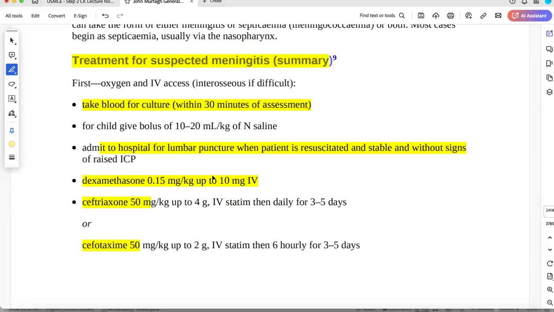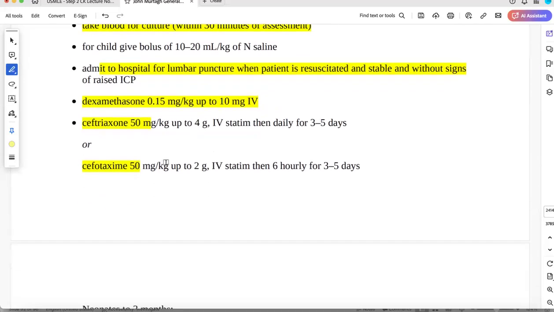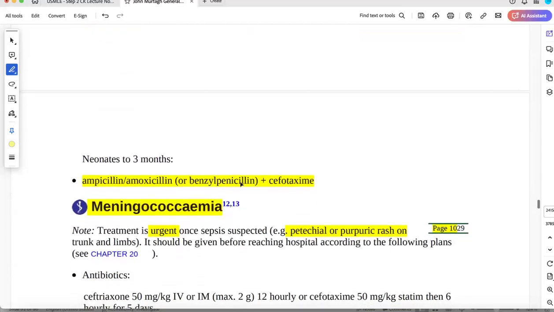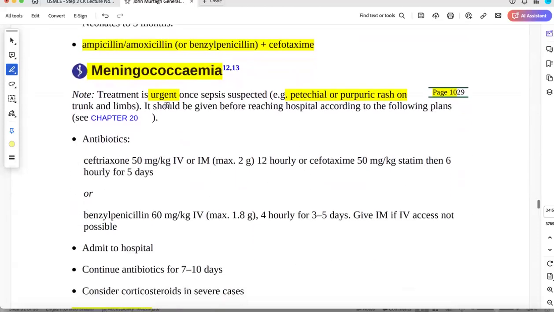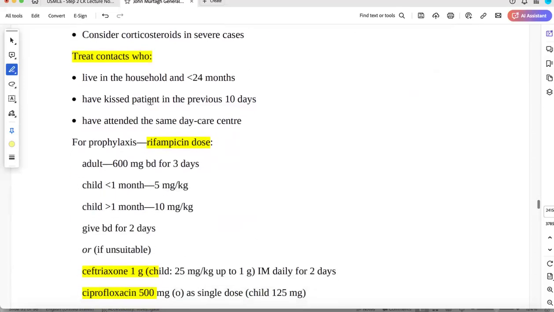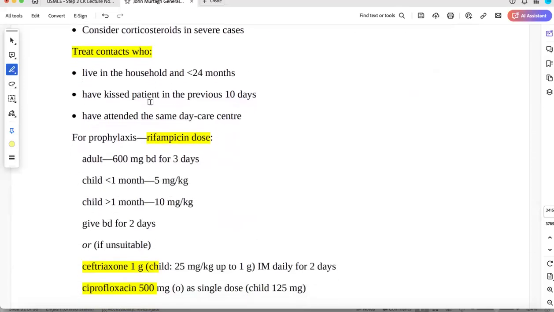For bacterial meningitis, along with IV antibiotic, you can also give dexamethasone. What type of antibiotic do we prefer in meningitis? Ceftriaxone or cefotaxime. If that is not available, then you can go for benzyl penicillin. Okay, so that's meningococcemia. So if you suspect meningococcemia, the treatment should be started as soon as possible. Now, contact treatment for meningitis.